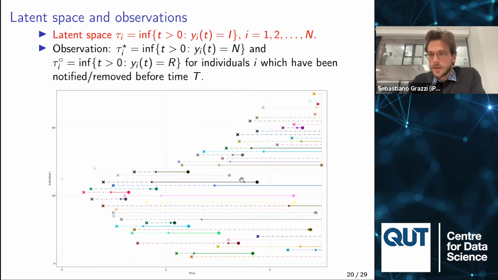Okay, so you can see that the model has a huge latent space, which is the infection times. And we want to use the PDMPs to sample, to explore this latent space of infection times.